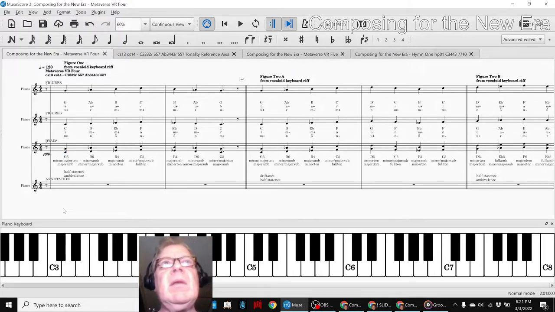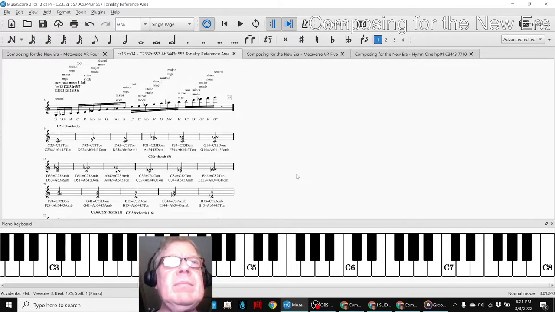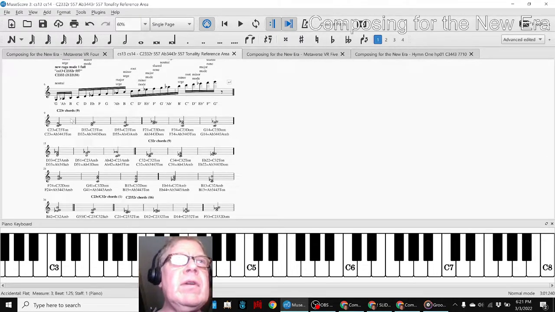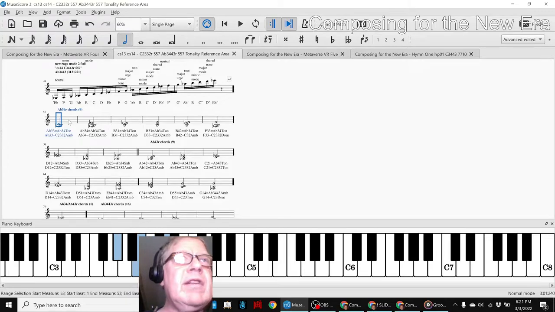So then we moved on from there and constructed the complete set of chords. There's 35 chords. These are all the chords arranged as if C is the root. And down here are all the chords arranged as if A flat is the root. So we learned a whole lot about doing that. And then we ended up composing something from it.